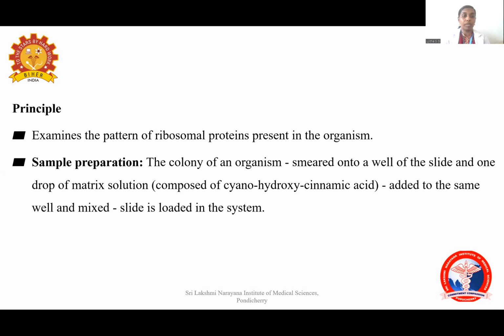First you have to prepare the sample. The colony of the organism is taken on the well of a slide. For performing MALDI-TOF, there will be a slide available which has wells on it. The colony is smeared on these wells, one drop of matrix solution is added on it, it is mixed well and loaded onto the machine.